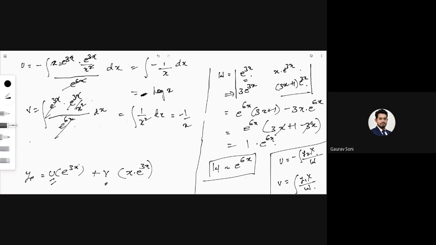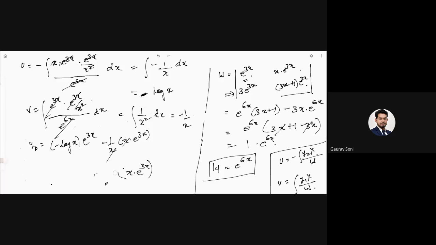And so yp is equal to minus log x e to the power 3x. Then v is minus 1 by x into e to the power 3x. So this x will get cancelled out. So we have yc and yp, both of them now.